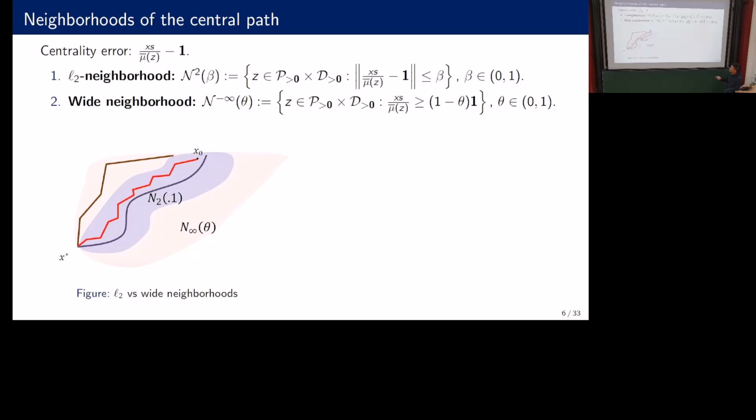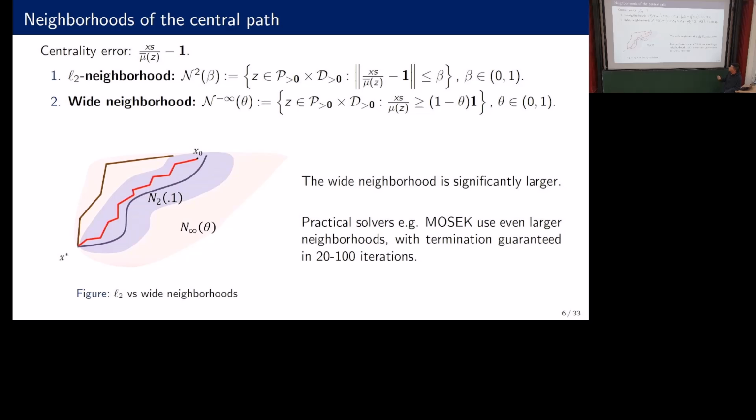As the picture illustrates, for path following IPMs, you might require a lot of zigzagging in the L2 neighborhood, because it is easier to hit the boundary of the L2 neighborhood as it is narrower than the wide neighborhood. In the wide neighborhood, it requires maybe far less zigzagging, where each zigzag corresponds to an iteration of the interior point method.